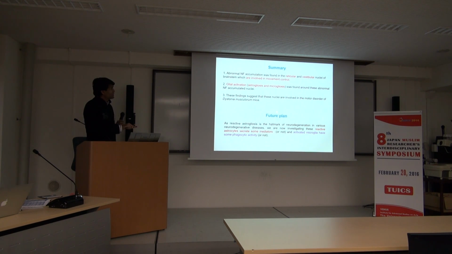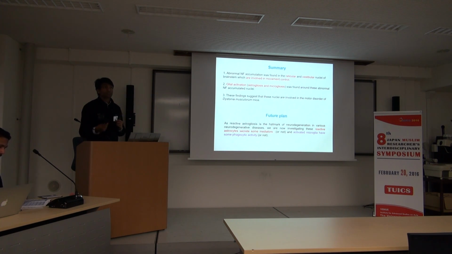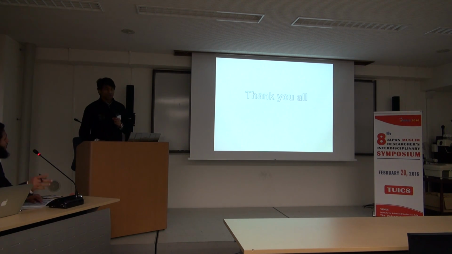As for future research, you know that in different types of neurodegeneration like Alzheimer's disease and Parkinson's disease, there are lots of astrogliosis and microgliosis. So I look forward to investigating whether this type of neurodegeneration is occurring in our DST homozygote mouse, as well as whether the activated microglia have some phagocytic activity, because when microglia are activated, they try to engulf abnormal cells. So I am looking forward to investigating all of the possibilities, and thank you all for listening.